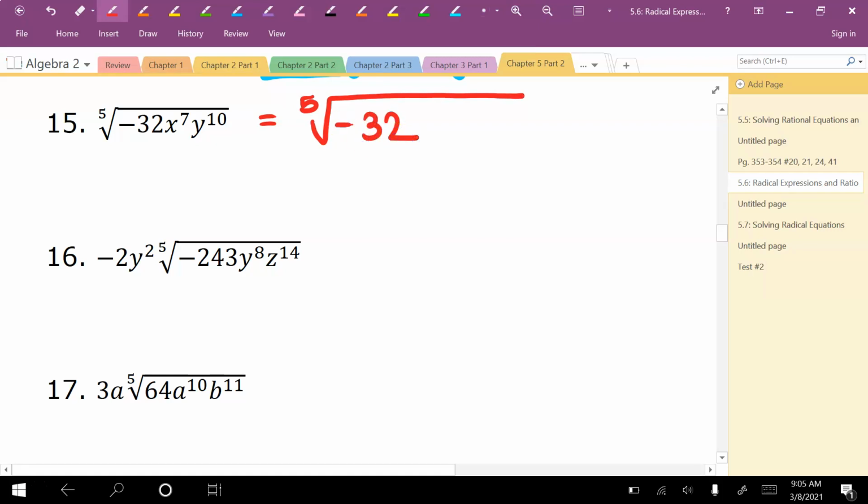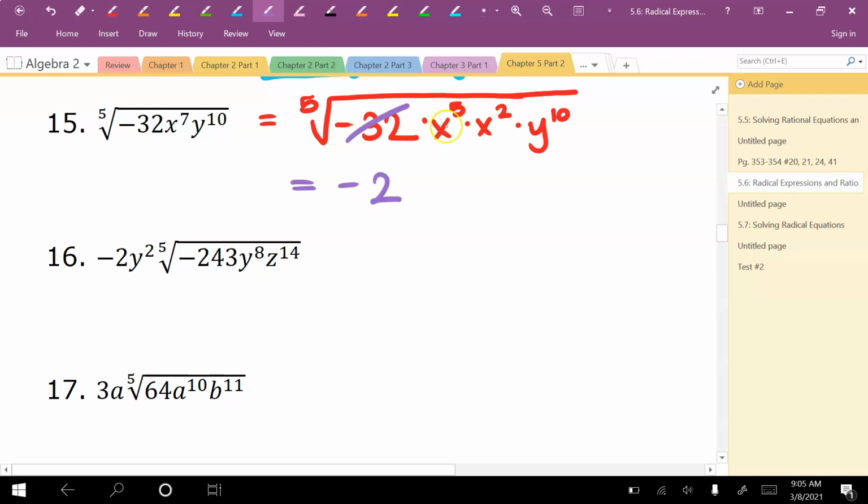What do I need to do to the x, though? Because 7 is not divisible by 5. How do I rewrite that? Take out 2. So it's going to become x to the 5th, and then x squared. And then I don't need to do that to the y, though, because 10 is divisible by 5. Okay, what is the 5th root of negative 32? Good, negative 2. So this becomes a negative 2.